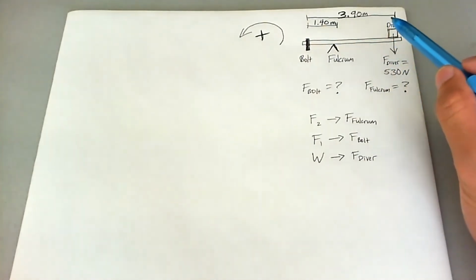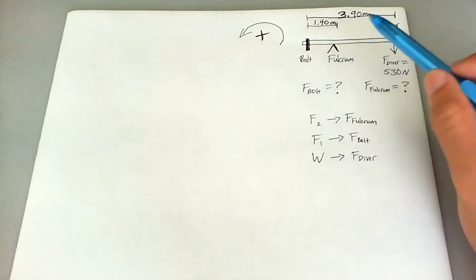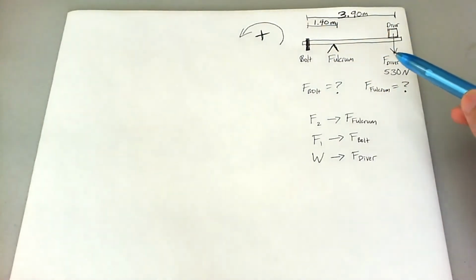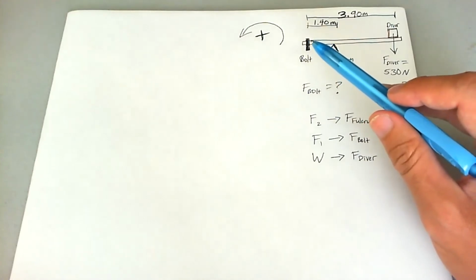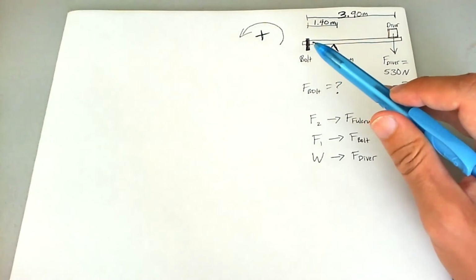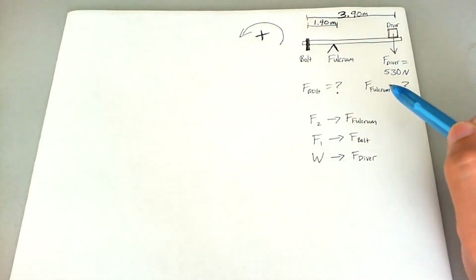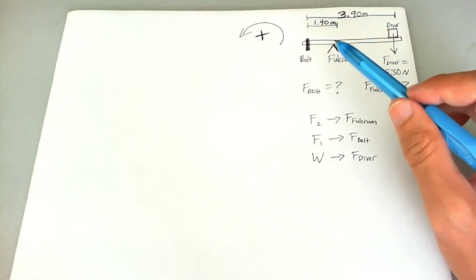The diving board is 3.9 meters long. The distance between the bolt and the fulcrum is 1.4 meters. What we have is the weight of the diver being 530 newtons. We need to find the force that the bolt is experiencing, which I'm guessing is going to be an upward force from the diving board. So we need to figure out what that force is. And the force that the fulcrum is experiencing, which I'm guessing is a downward force pushing down on the fulcrum.